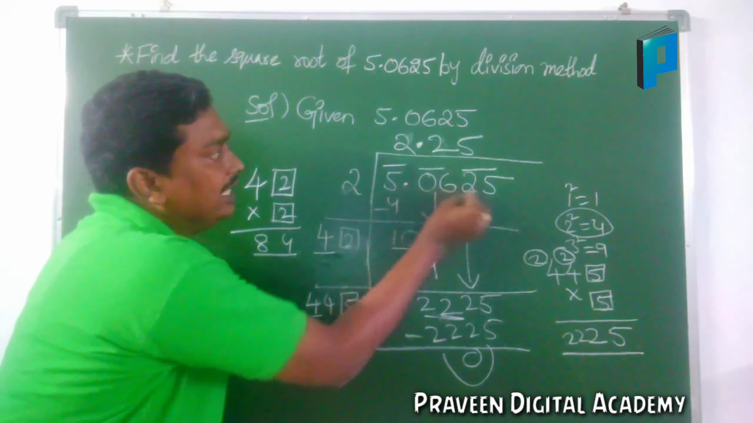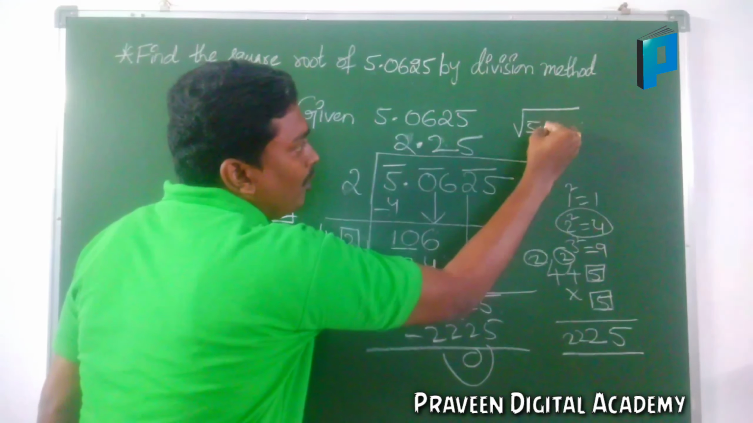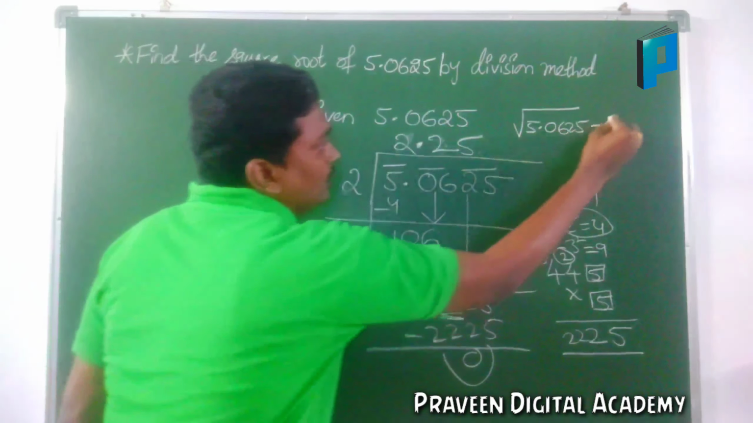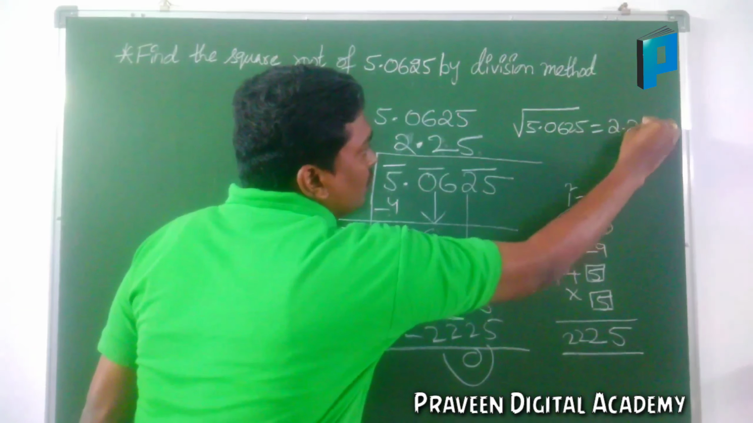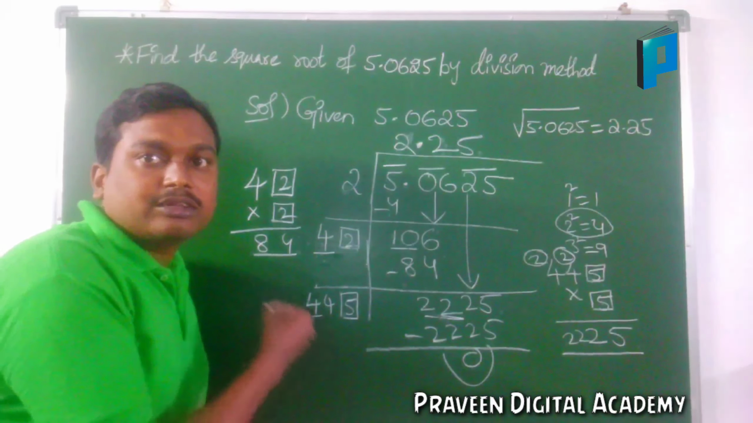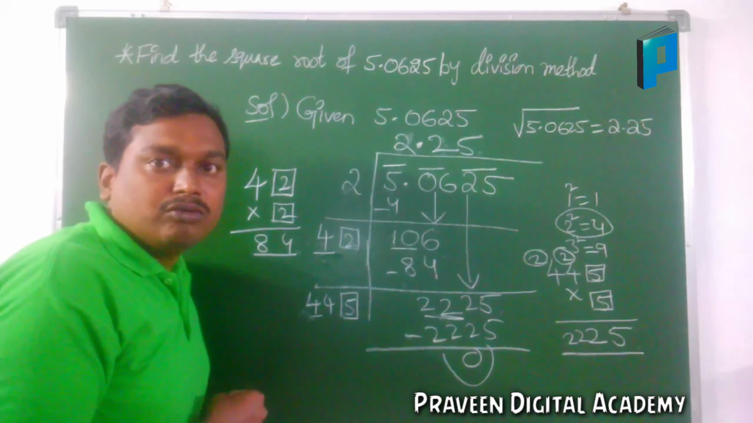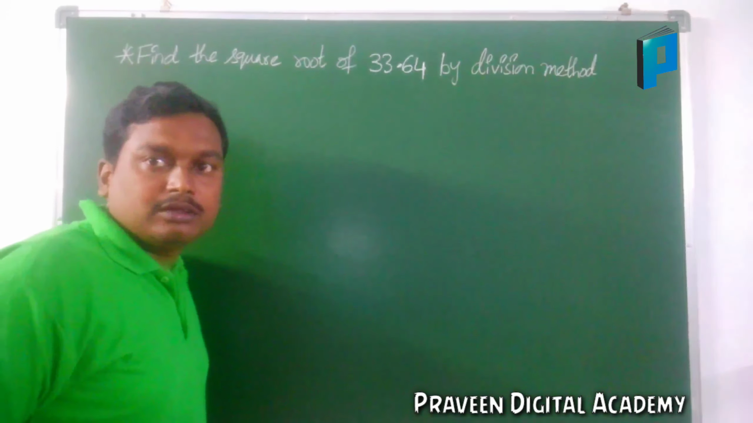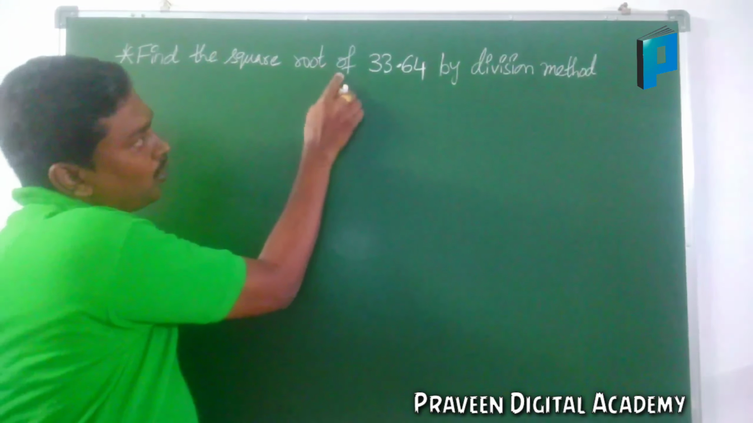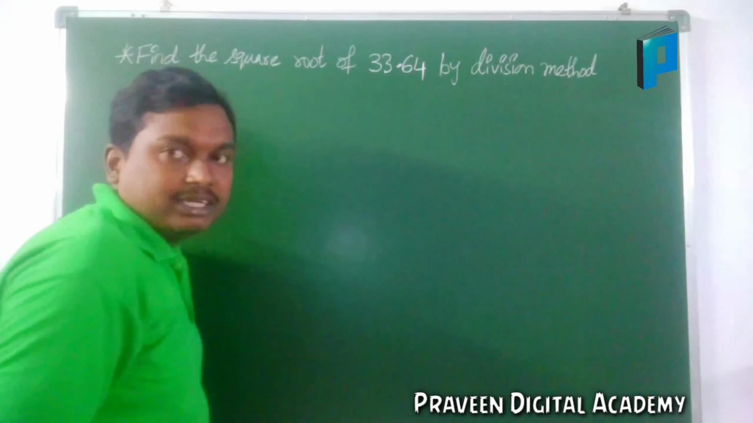So what is the square root of 5.0625? You can say it as 2.25. In this way we can find out the square root of a decimal number. Now let us go for another question. The next question is, find the square root of 33.64 by division method.